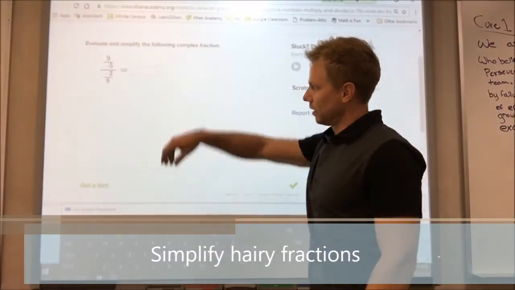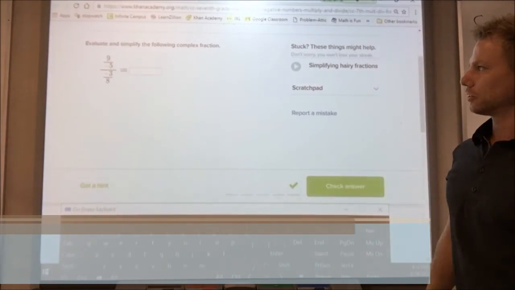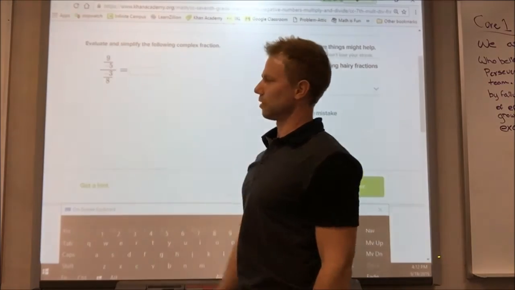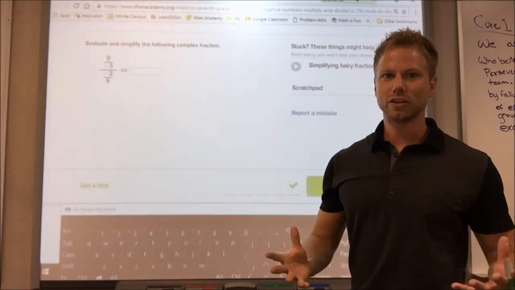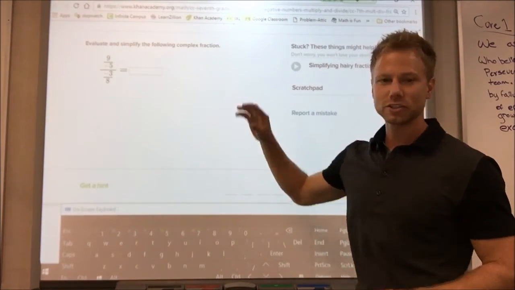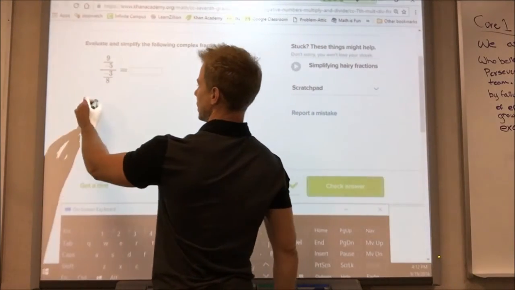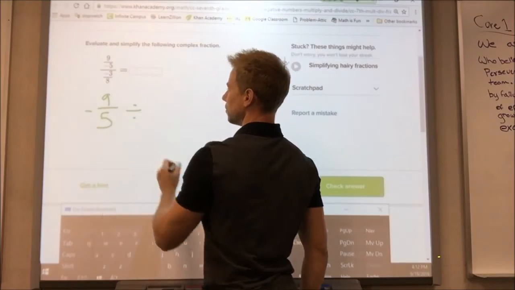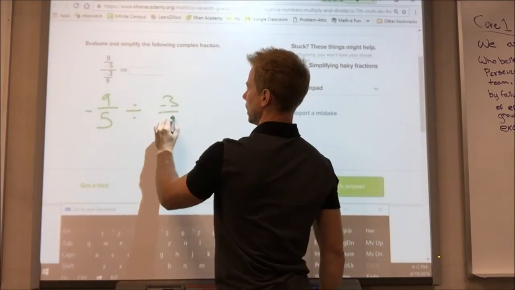Alright, on this last link, simplifying hairy fractions, the way they write it is they have two fractions stacked on top of each other. That's just another way of writing two fractions that we're dividing. So I can write that as negative 9/5 divided by negative 3/8.